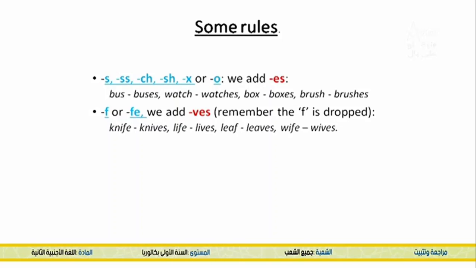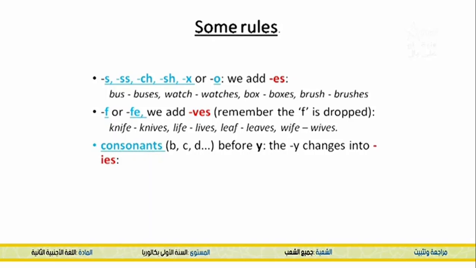Example, knife, knives. Life, lives. Leaf, leaves. Wife, wives. Right? I guess that the rule is clear, right? So let me repeat. F or FE, knife, knives. Life, lives. Leaf, leaves. Wife, and wives.